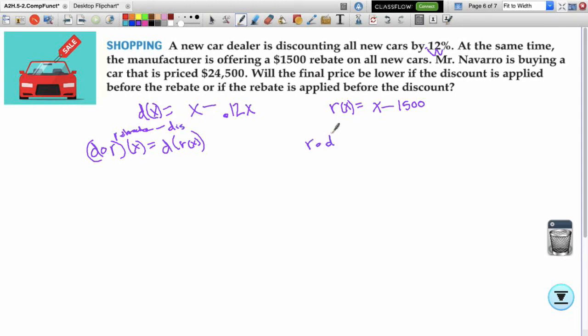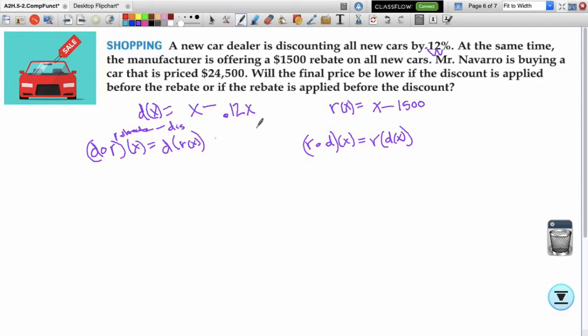R of d of x, where we're going to have our rebate happen second because we're doing our discount off the original price first, right? Discount off the original and then plugged into the rebate equation. So let's see which of those two compositions of functions works better. And this might not be your initial strategy, but it's a way that we could really utilize composition of functions.